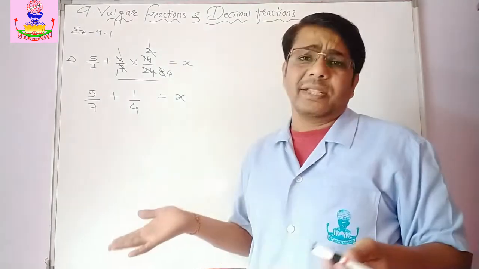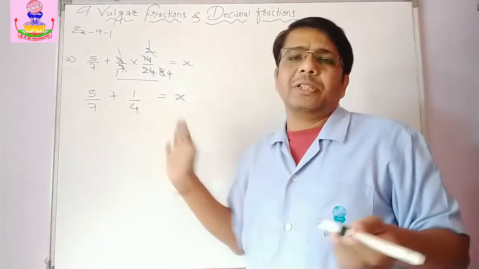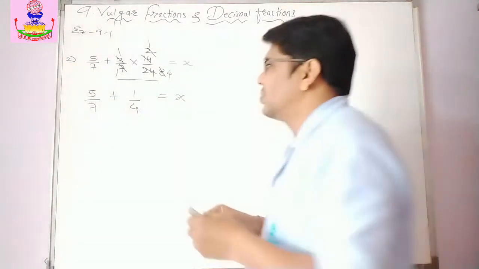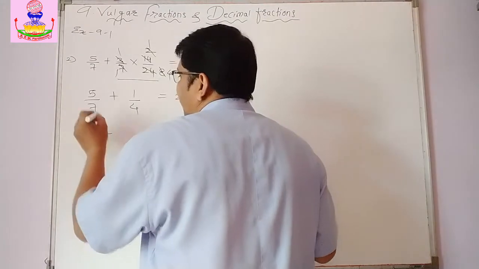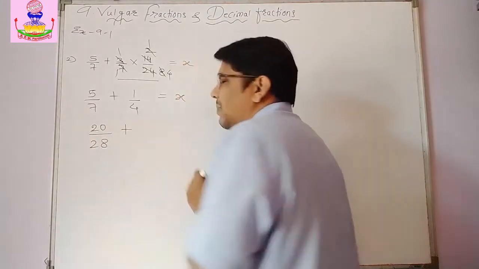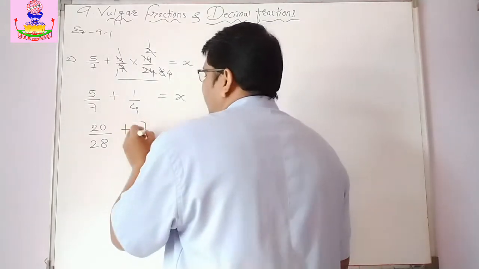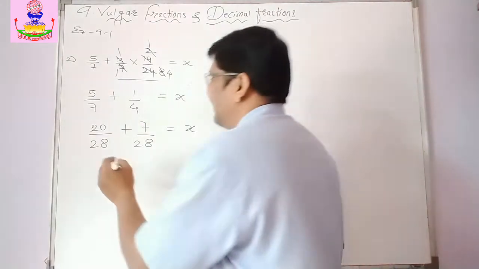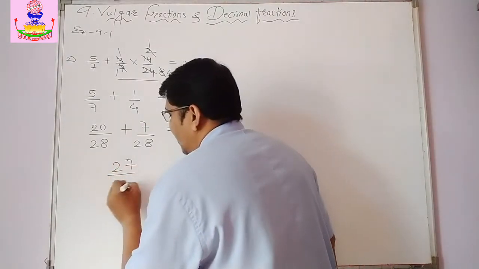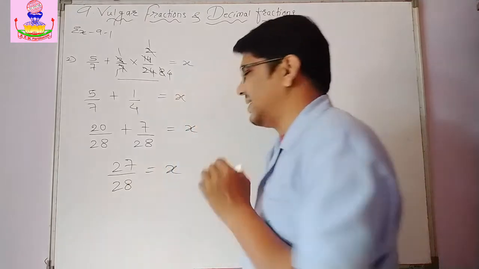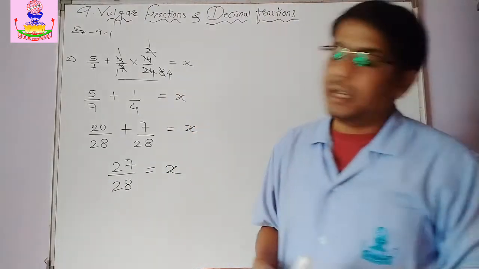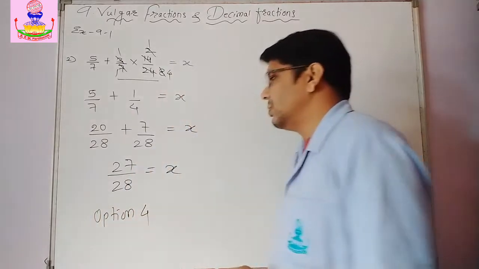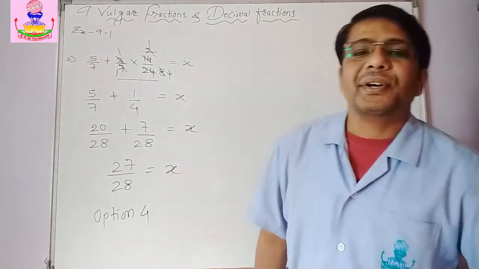Now what do you do? Go for cross multiplication. Can't help, because these are not multiples of each other. Okay, so multiply this by 4 and multiply this by 7. So 4 fives are 20. 7 fours are 28. I believe you know this all. So 7 ones are 7 and 7 fours are 28. That is equal to x. Now 20 plus 7, 27 upon 28. That is equal to x. So option number again 4. Option 4 is the right answer.